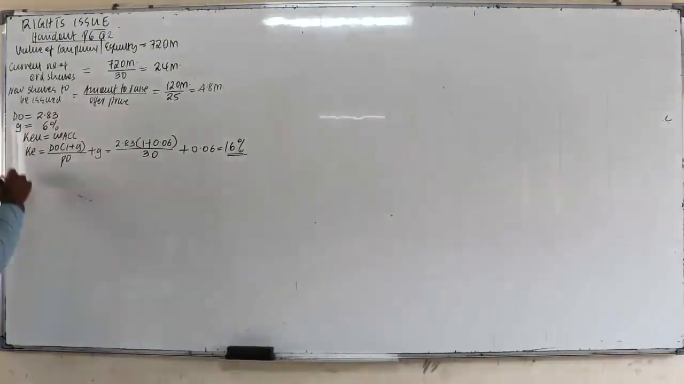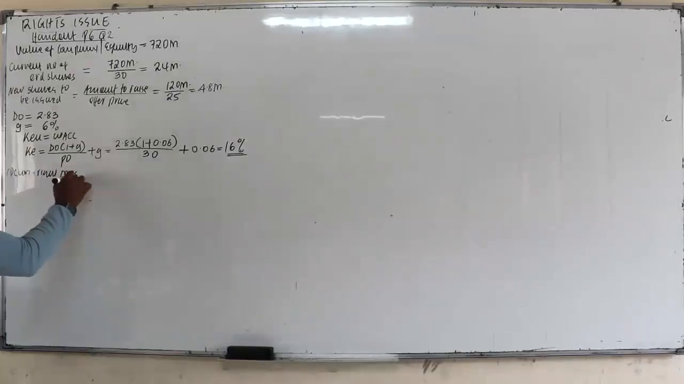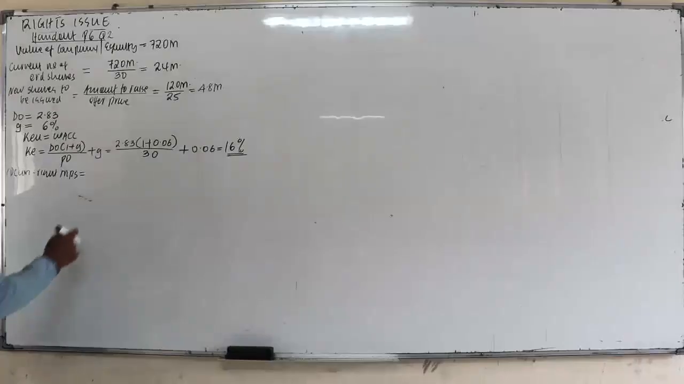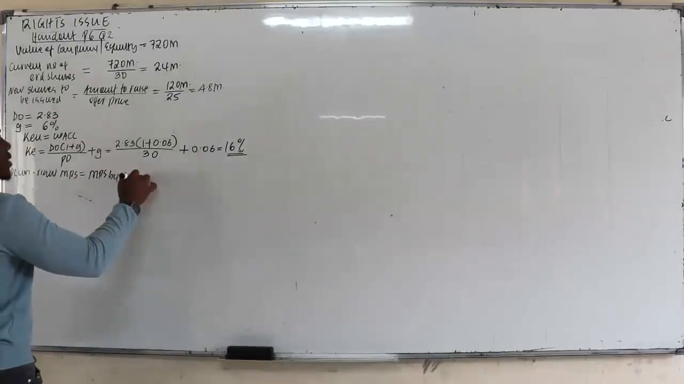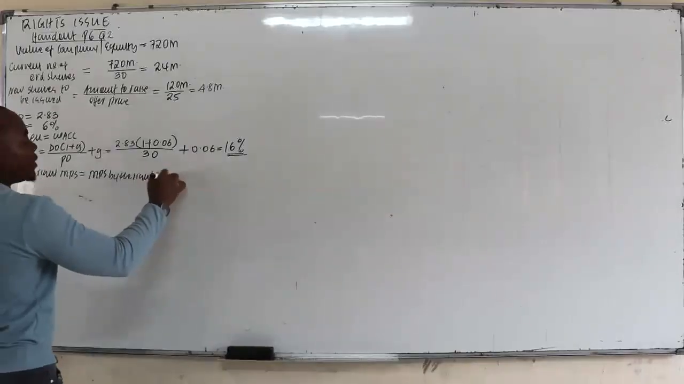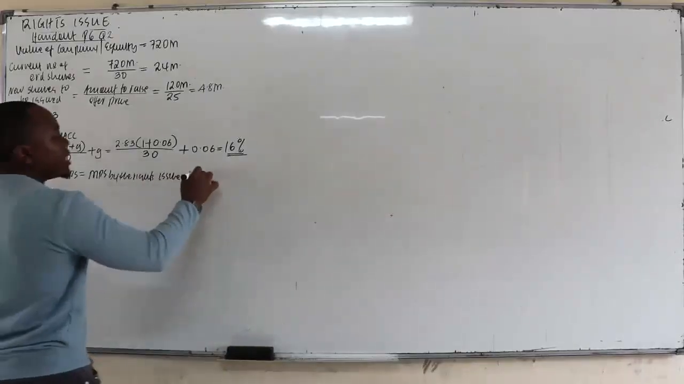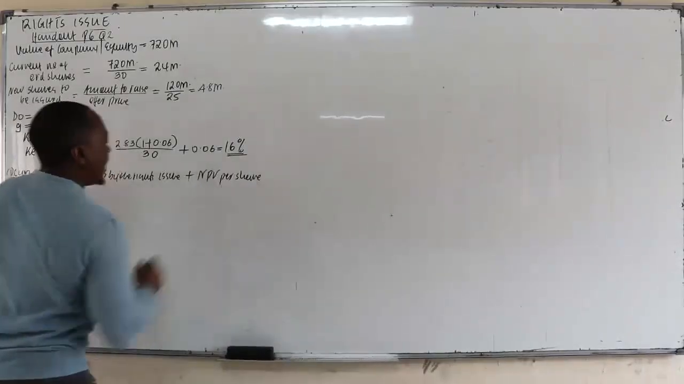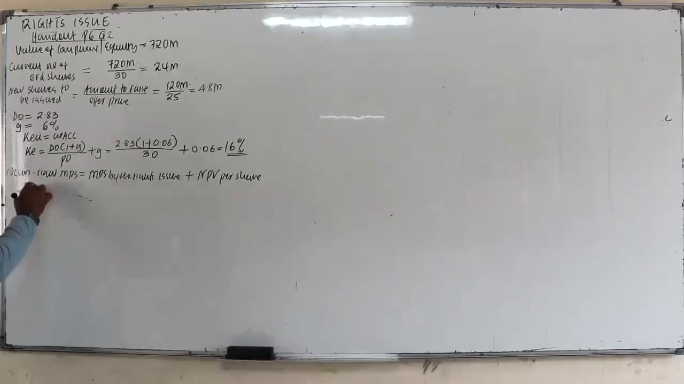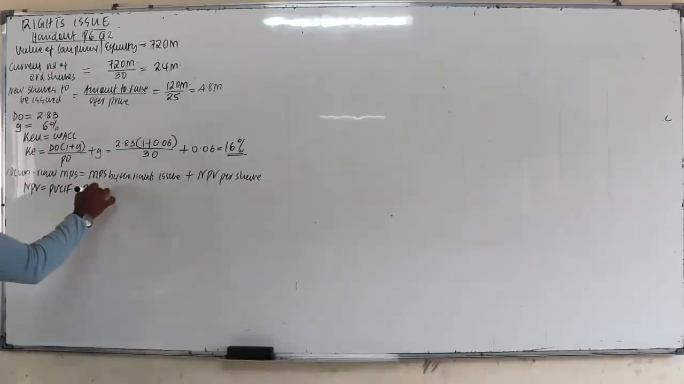Required: the come right market price per share. So number one, we get the come right market price per share. How do you get the come right market price per share? You take the market price per share before the rights issue, and then you add NPV per share. So you need to get NPV. NPV is the present value of cash inflow less the present value of cash outflow.